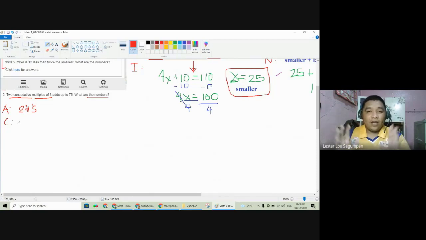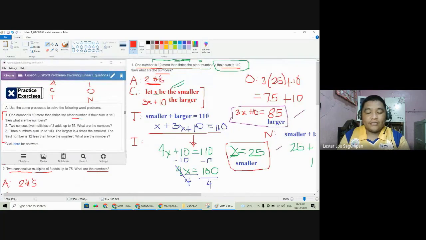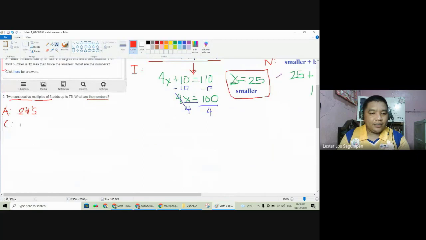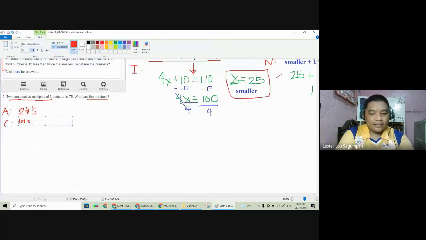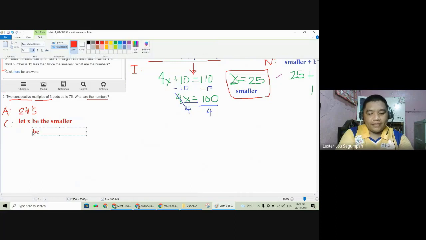Now, it's obvious that when two numbers are next to each other, in short consecutive, one is smaller than the other. As I have mentioned earlier, when you talk about number problems, it's always important to assign the simplest form of the variable, let's say x, to the smaller number. So we'll have this representation: let x be the smaller.